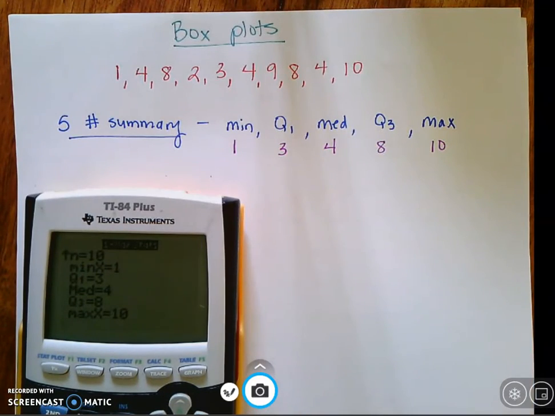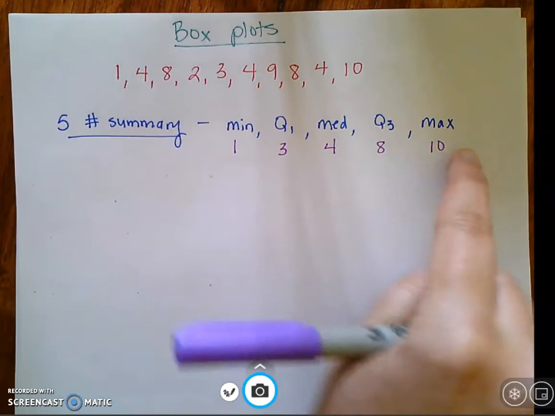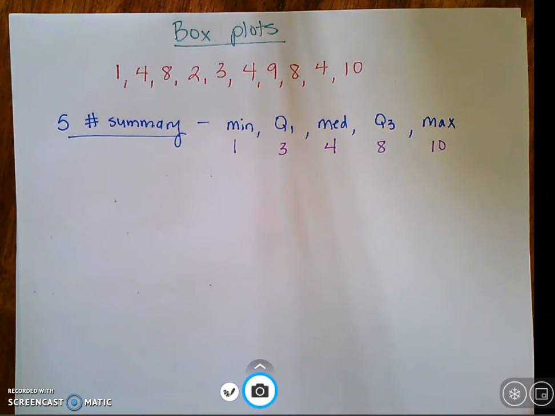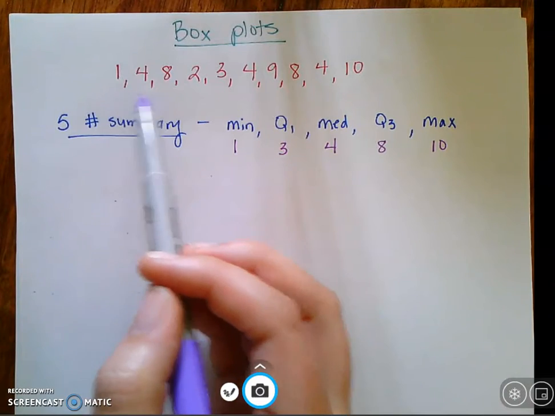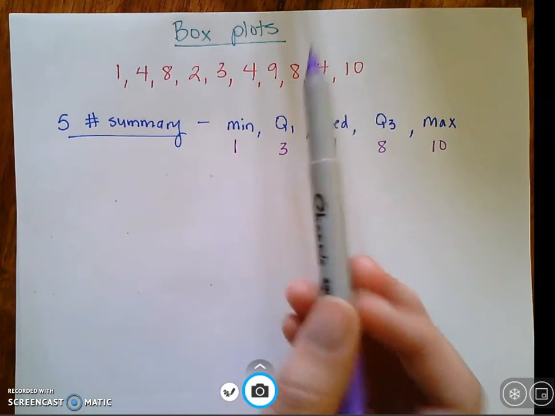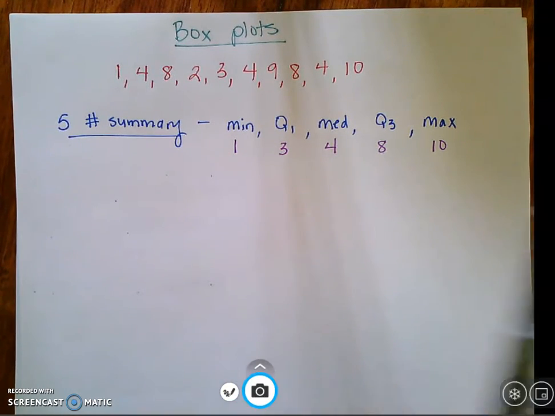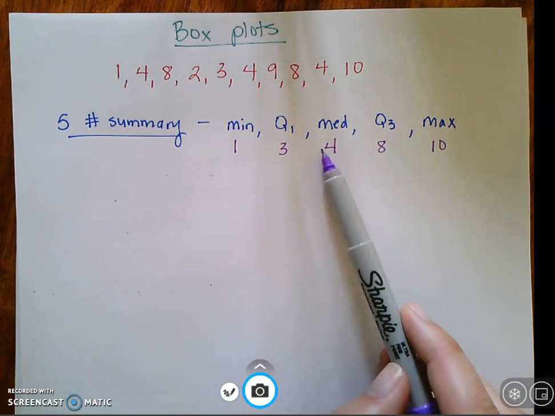Again, if you don't have this calculator, you're going to want to look up on the internet how to find these because you're going to need all of these values. Honestly, they're not that hard to find by hand if you really want to. You would take your data list, put them in order from least to greatest. The least number is your minimum. The greatest number is your max. The middle number is your median.